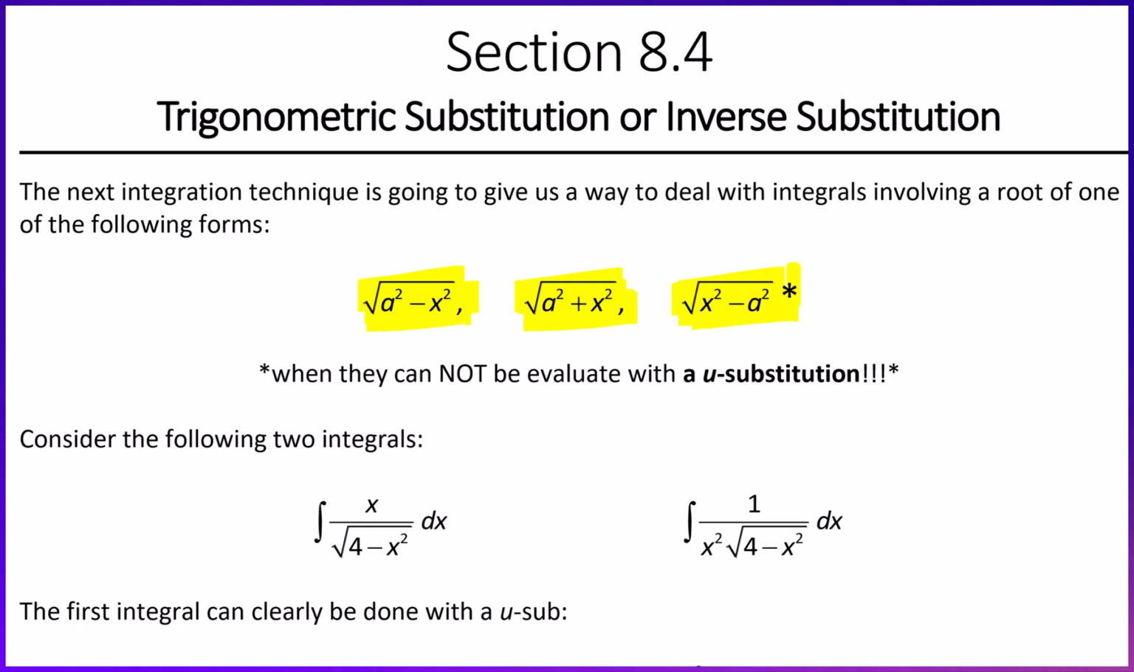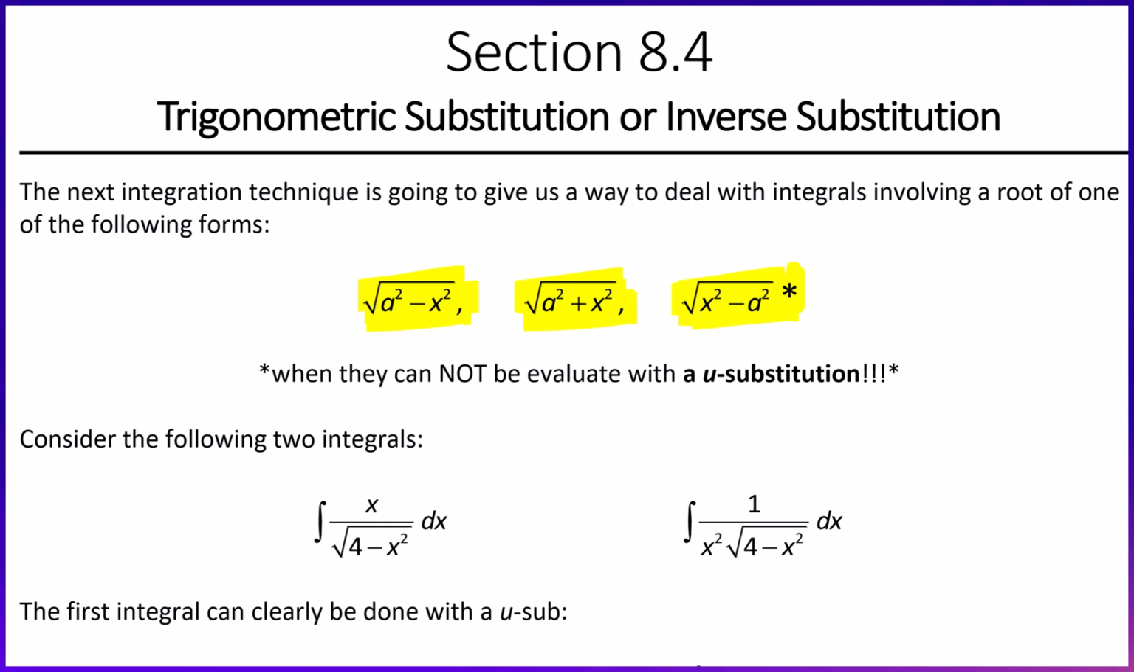Now, there's a little star right here, and that's because we want to look at these roots when they cannot be done with a u substitution. Sometimes we see roots of that form and we can use a u substitution. As we build our integration strategies, we don't want to forget that we have those previous integration strategies, right? We're going to continue to add tools and techniques into our toolbox of integration strategies, but we don't want to forget that we have those original integration strategies that we've been working with for quite a while.